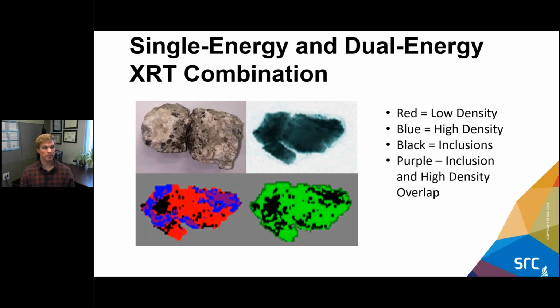You can use them in combination. So on this particle over here, the red is low density, the blue is high density, the black is inclusion, and then the purple is where black and blue overlap, so where inclusions and high density overlap. And you can use that in combination because maybe you have particles where you're trying to get a few different things out of your ore, or maybe it's spread on a few different types of minerals. So you want to make sure you get the high dense minerals and you also get the inclusions, and that can give you a lot more control over your separation.